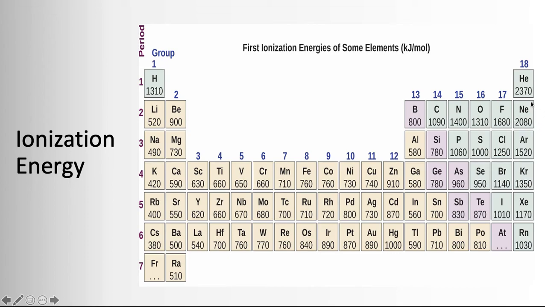So it's very difficult for neon to lose an electron because it has a full shell and it likes that full shell. All of the noble gases have full electronic configurations, full orbitals, and they do not like to lose those electrons. That is why they have the highest levels. Helium has the highest out of all of them because those electrons are so close to the nucleus that they are held very tightly.